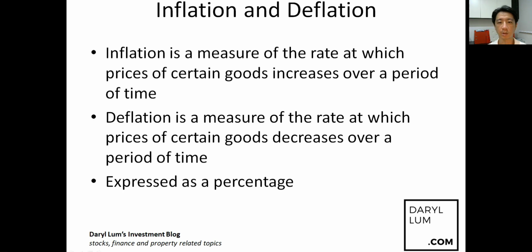Inflation is a measure of the rate at which prices of certain goods increase over a period of time, and deflation is just the converse. It's a measure of the rate at which prices of certain goods decrease over a period of time, and it's normally expressed as a percentage. If housing prices are going up at the rate of 4% per annum, that's housing prices inflating. It's compounded: at 100% you go up 4% to become 104%, then next year it's 4% of 104%. So inflation compounds and is expressed as a percentage.